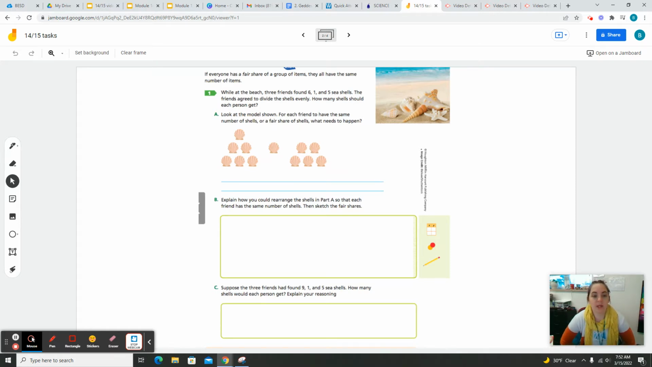So while at the beach, 3 friends found 6, 1, and 5 shells. The friends agreed to divide the shells evenly. How many shells would each person get? So let's look at the model here. For each friend to have the same number of shells, or a fair share of shells, what needs to happen? So the first friend has 6, the second friend has 1, and the third friend has 5. So what needs to happen for everyone to have the same number of shells?